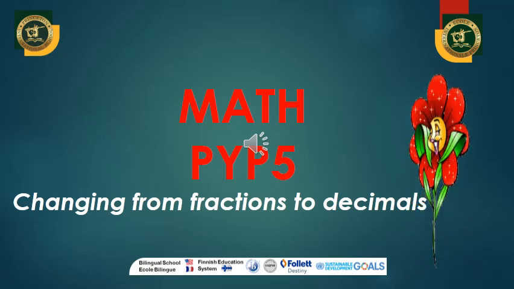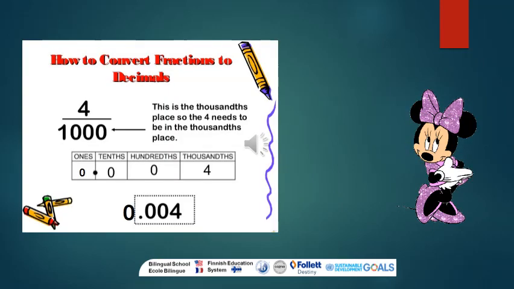Hi everyone, today we are going to talk about how to change from fractions to decimals. First example, how to convert 4 over 1000 into a decimal.